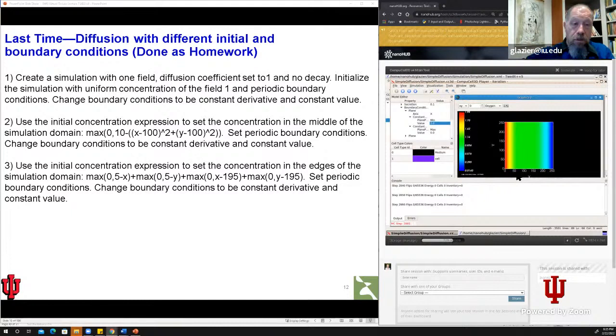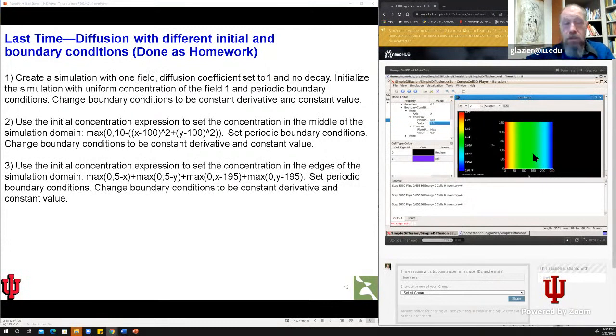Constant derivative boundary conditions are a little bit more complicated to think about. They basically correspond to either forcing the fluid or chemical in, or pulling it out. And a negative constant derivative is a little problematic because you could be pulling something out when there isn't any. You can get a negative value, which you're not supposed to get.